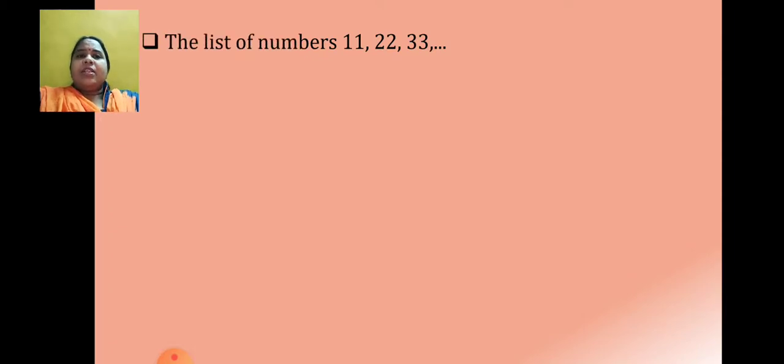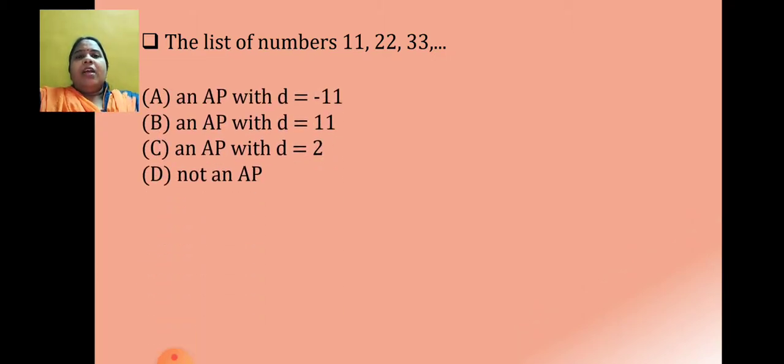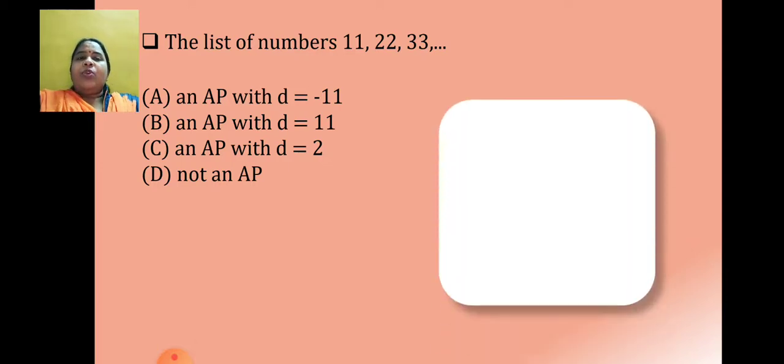The next one is this. The list of numbers 11, 22, 33. Right? The options are: is an AP with difference minus 11, is an AP with difference 11, is an AP with difference 2, is not an AP. Now what you are supposed to do for this? I told you at the beginning that when a sequence is given and you want to find out whether it is an AP or not, you just need to subtract and find out the difference.